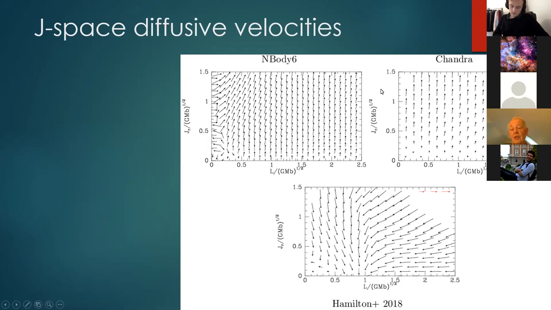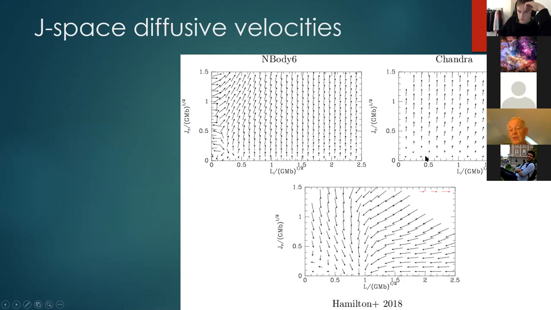So basically at reasonably large actions, this is the radial action and this is the angular momentum action. So curves of constant energy run diagonally across the picture like this. As you go to the outside of the cluster, there's sort of agreement. But when you're in the middle of the cluster, which is where you'd expect self-gravity to be important, Jun observes much more relaxation than Chandra predicts.